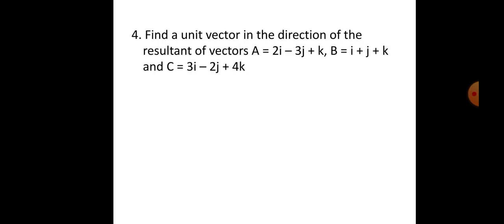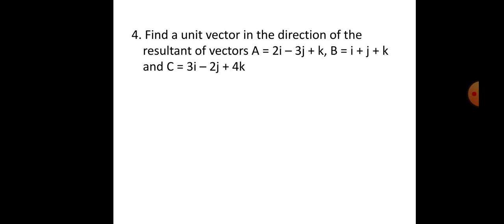Question 4, the last question of revision ይሄኛው ቻፕተር 1 ማለት ነው። አራት ጥያቄዎችን ኤቢሲ ከስራ አለው። The last question, find a unit vector in the direction of the resultant vector. Vector A is equals to 2i minus 3j plus k and the vector B is equals to i plus j plus k and the vector C is equals to 3i minus 2j plus k.